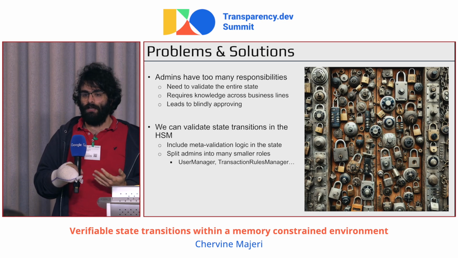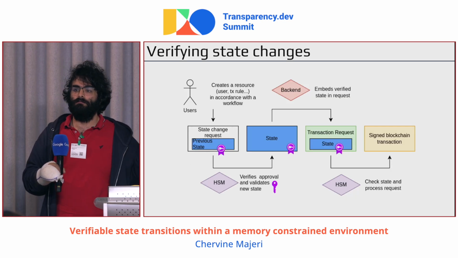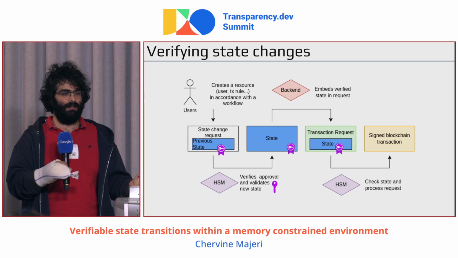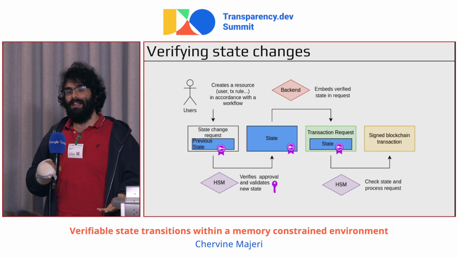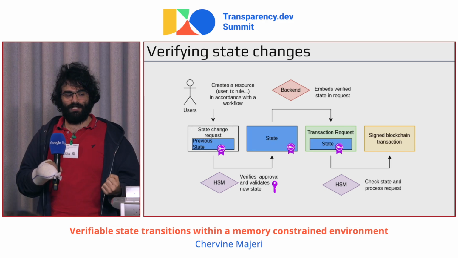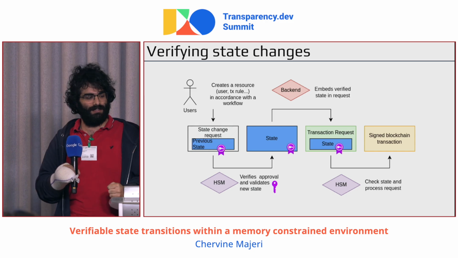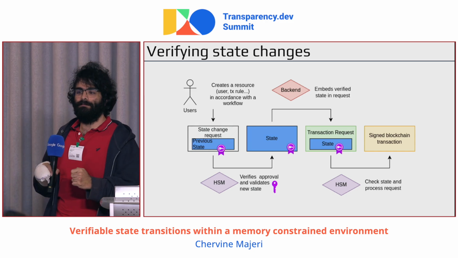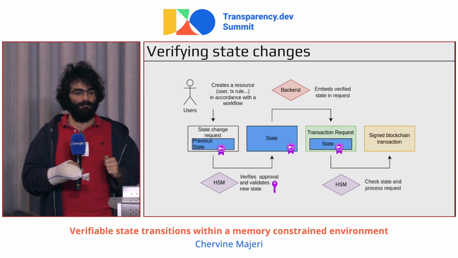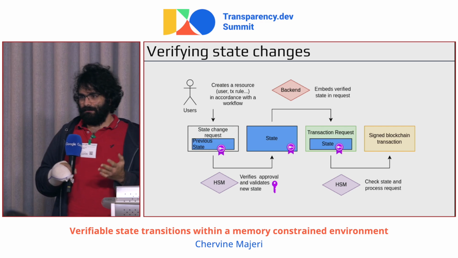And to do that, it's pretty simple. You add rules about modifying the state into the state, you send the request that modifies the state to the HSM. The HSM verifies that the request is valid, modifies the state accordingly, sends it back. Great. But there's still a few limitations.